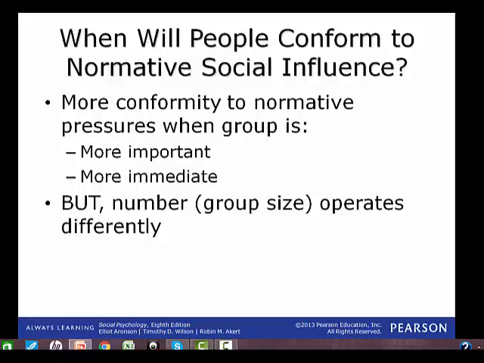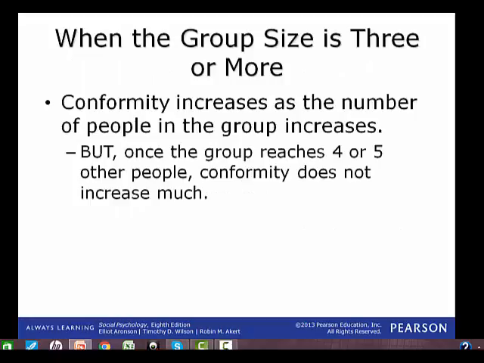Also, more immediate, so the more time that you spend with these people, because be careful who you spend time with. They really will start to rub off on you. And so the more time you spend with them, the more likely you are to conform. However, number and group size operates differently. So you might think that a larger group would cause more conformity than a smaller group. It says conformity increases as the number of people in the group increases to a point, right?